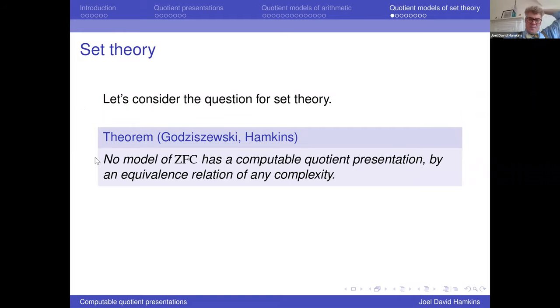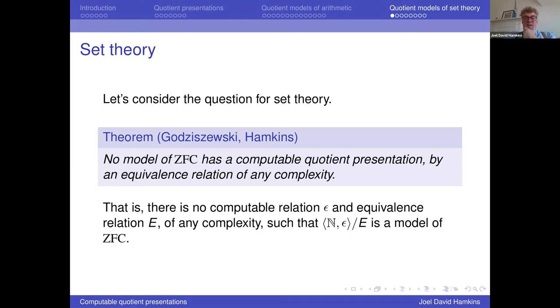Okay, so the main theorem is that no model of ZFC has a computable quotient presentation by an equivalence relation of any complexity. So in set theory, we get the full result. You just can't have computable quotient presentations of models of set theory by an equivalence relation of any complexity. In other words, there's no computable relation epsilon and equivalence relation E such that the quotient is a model of set theory.